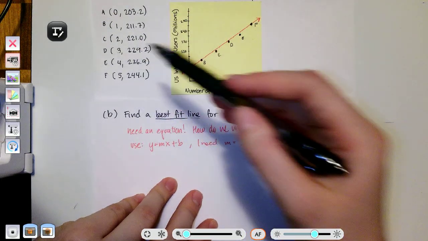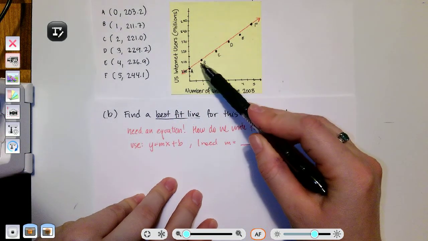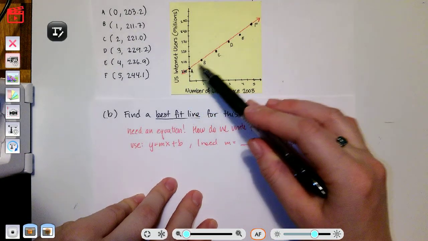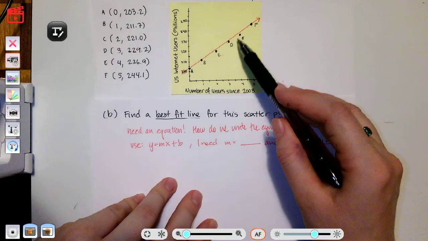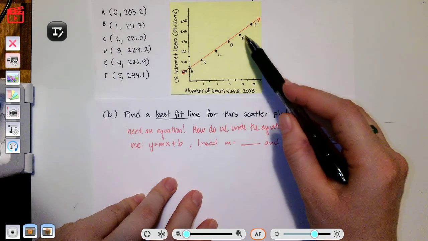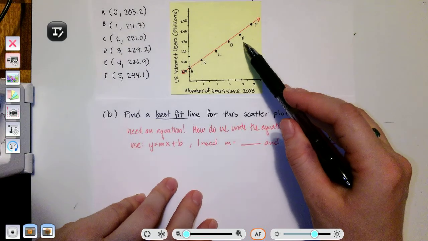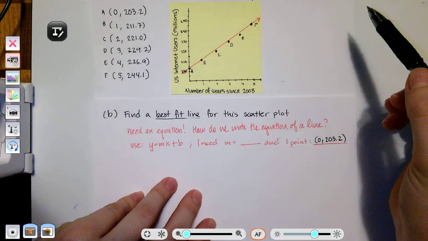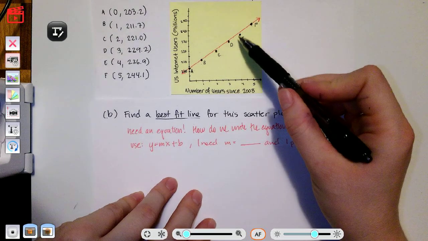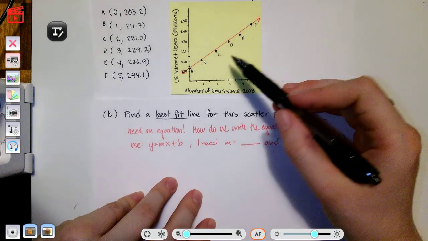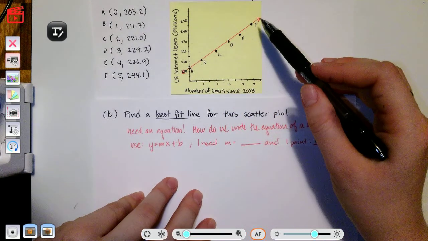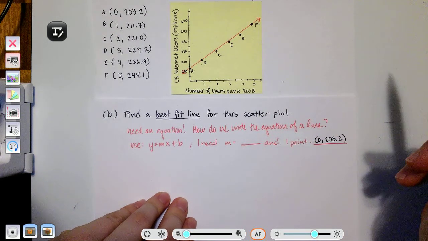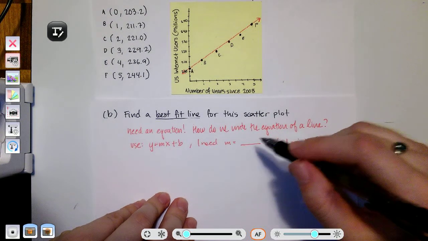Remember, you could have chosen any of these points. But the best points to choose would be either A, B, or F, because those points are actually on the line I've created. E would probably not be the best point to pick because it kind of falls below the line I drew. It doesn't quite fall on that line that I've drawn. And remember, I'm working with the best fit line, so it's not going to be exact. All right, so I found the point. Now I need my slope.